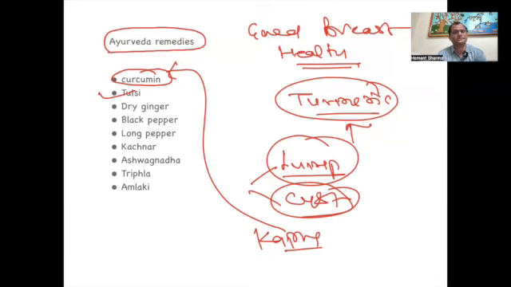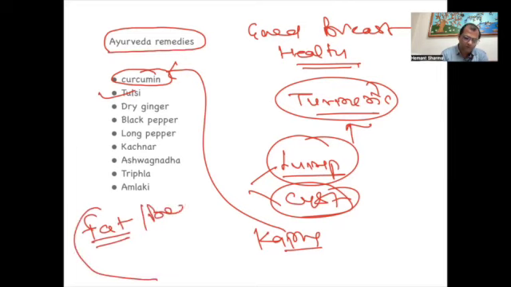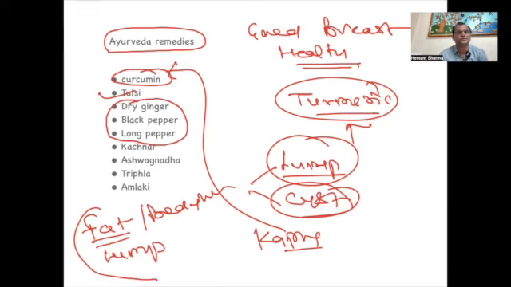Tulsi is also helpful for breast cancer and some other cancers. Even a normal person should take tulsi every day. Tulsi also reduces the kapha. So anyone who wants to reduce fat or body weight, or reduce a lump in the breast, can take the combination of dry ginger, black pepper, and long pepper.